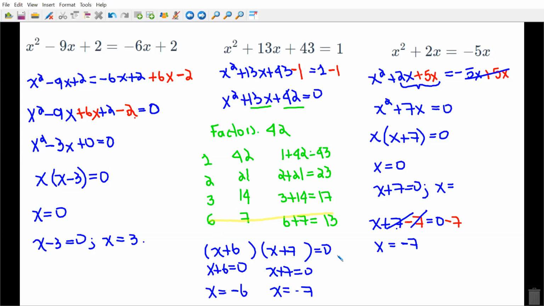Then I want to find when this is going to be equal to 0. When x plus 6 equals 0, x has to be equal to negative 6, because negative 6 plus 6 is 0, and negative 7 plus 7 is equal to 0. Is that clear? Yes, teacher. Thank you. Okay.